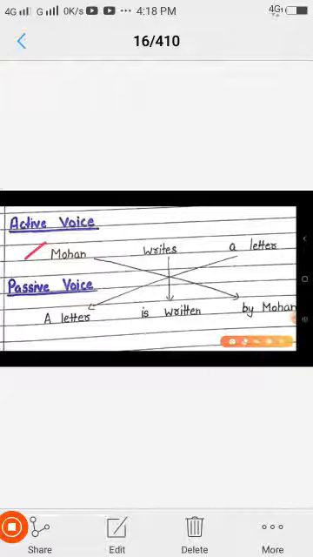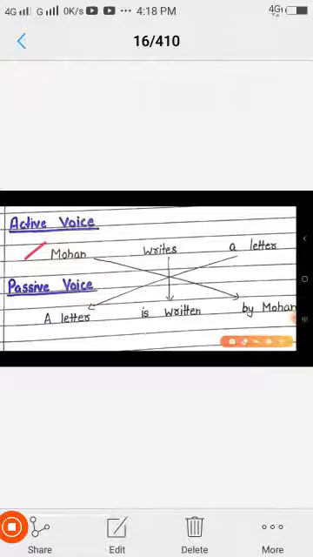Mohan writes a letter. This is the normal sentence and it is active voice. Mohan is the subject, write is the main verb and a letter is the object. When we convert to passive voice, the subject is converted into an object and the object is converted into the subject. So a letter is the subject for passive voice, and we use a helping word according to the tense.